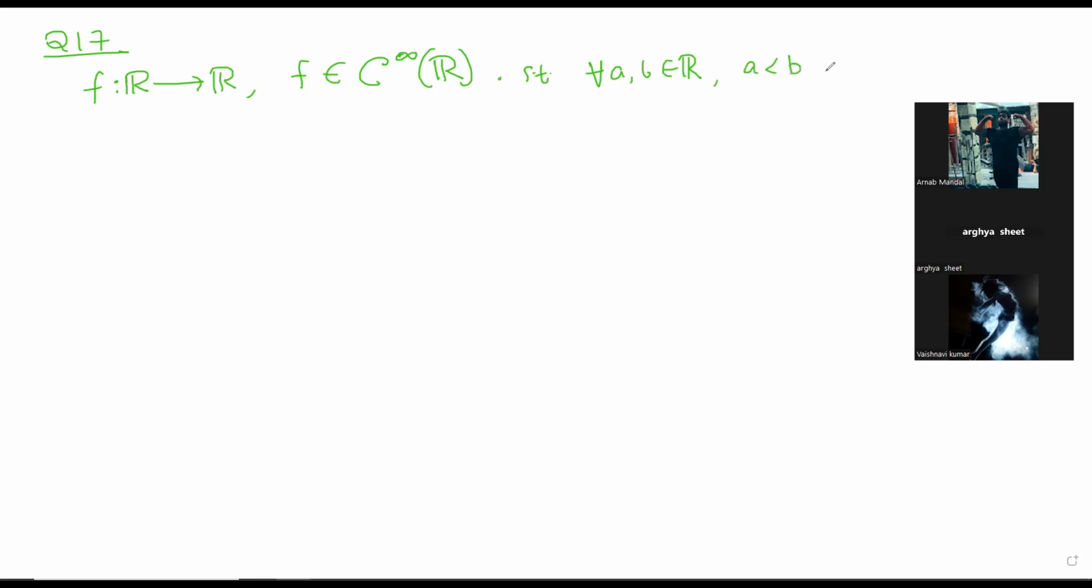Question number 17. Let f from R to R be an infinitely differentiable function such that for all a, b belonging to R with a less than b, strictly, f of b minus f of a by b minus a equals f dash of a plus b by 2.